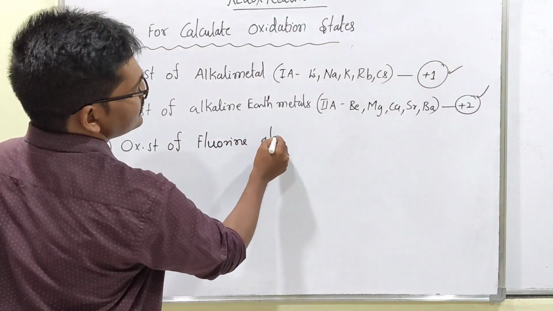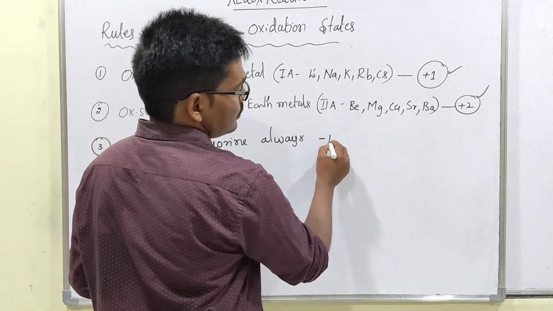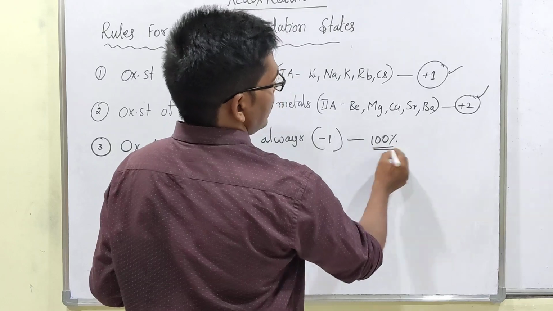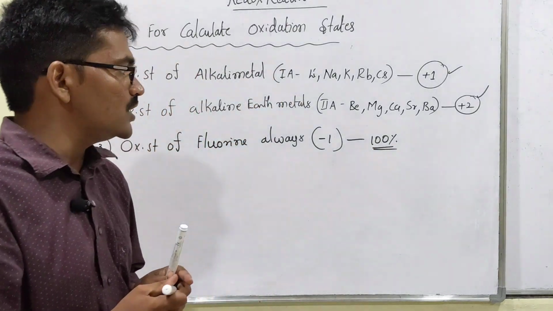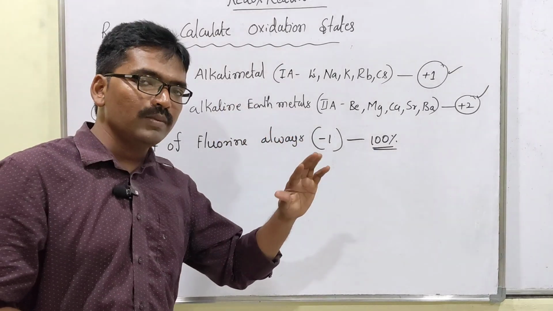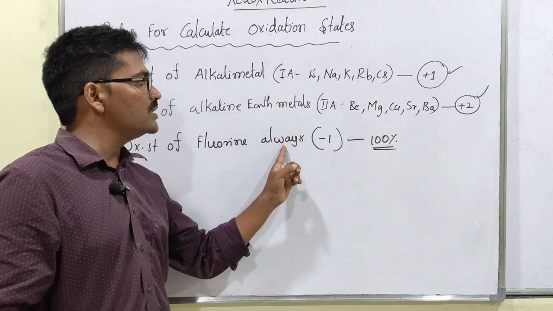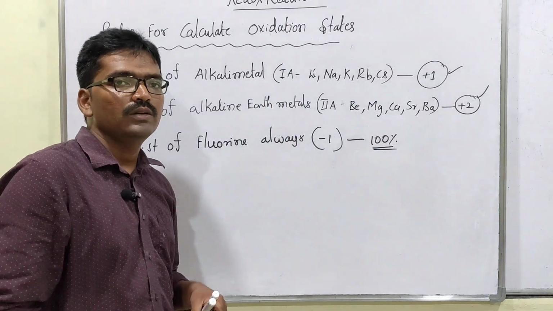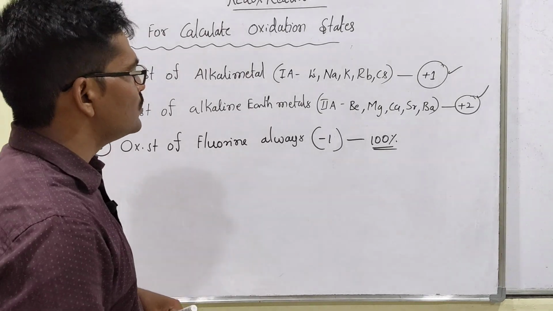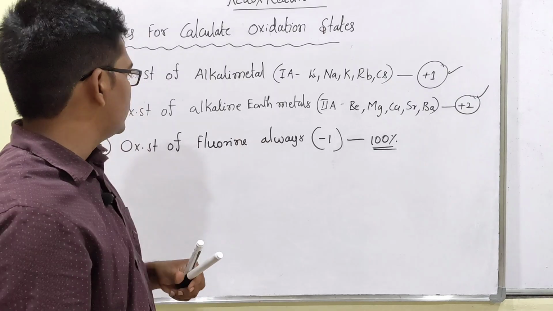Fluorine always has a -1 oxidation state. This is 100%. So it never changes. The oxidation state of fluorine, of course, alkali metals and alkaline earth metals also won't change. Because they are electropositive, and this is completely electronegative. Fluorine is the most electronegative atom in the entire periodic table. So that's why it is always -1 oxidation state. Clear, my dear students? Right.